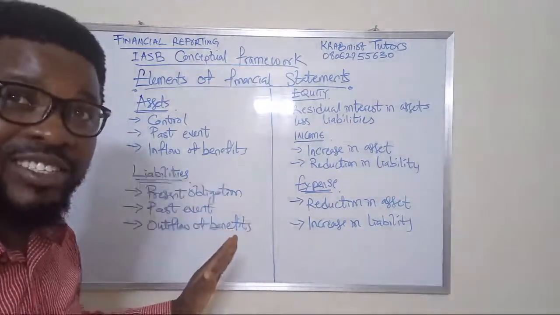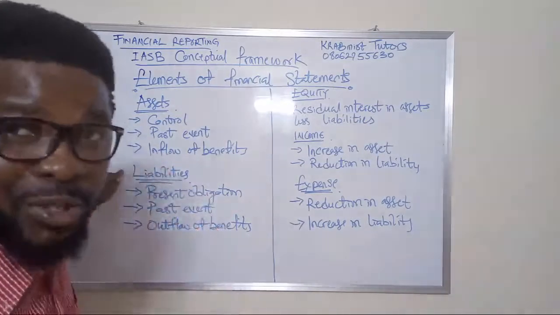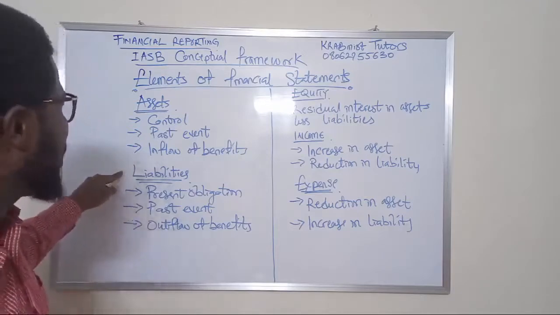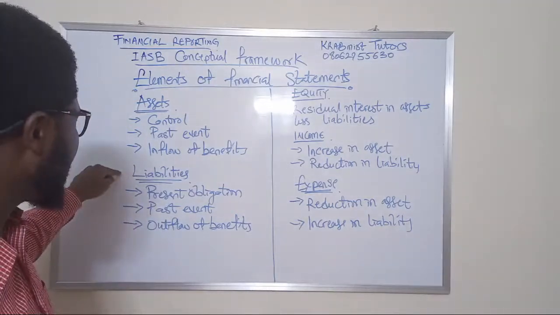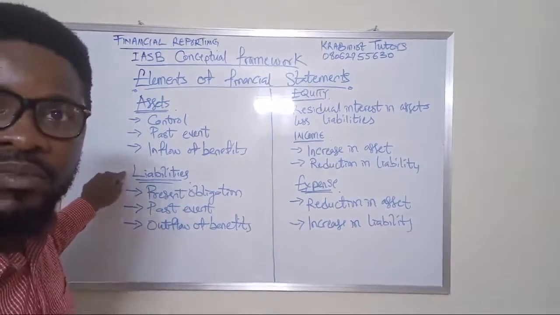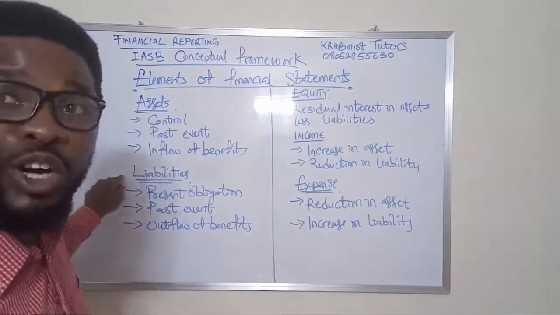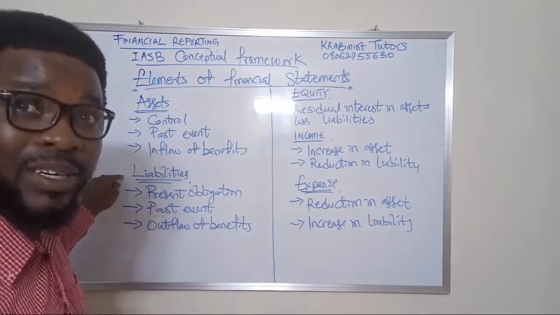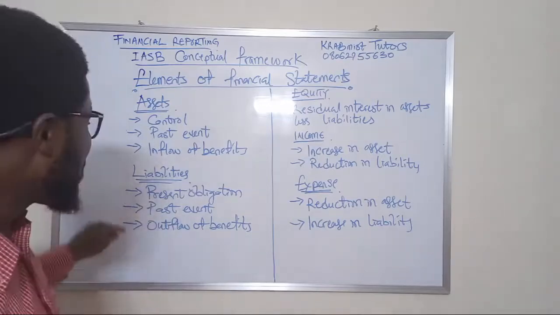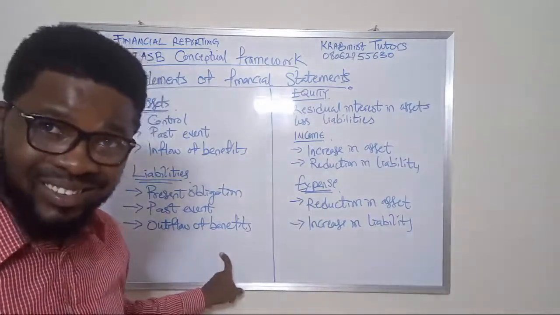Leave all this English. The simple thing I'll tell you for understandability: a liability is where you are owing the person. I'll write it down. When in your books you have a liability, you are owing the person. So outflow of benefit means from your pocket you will pay.